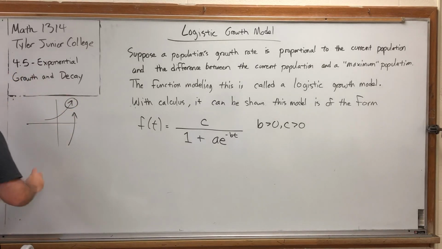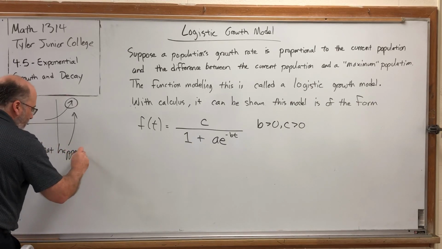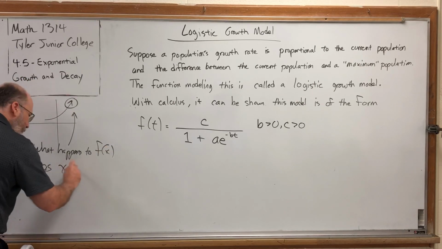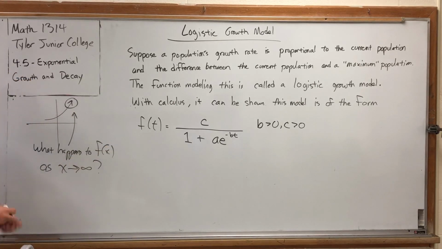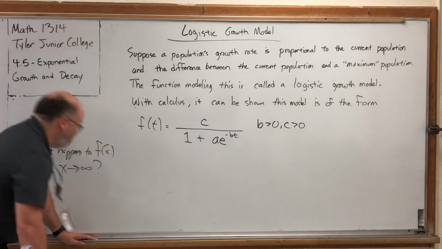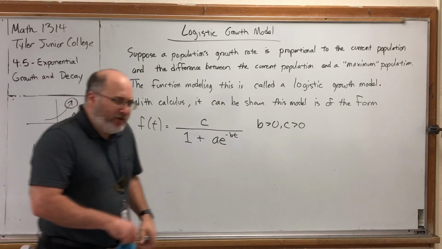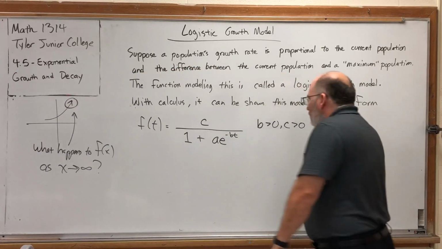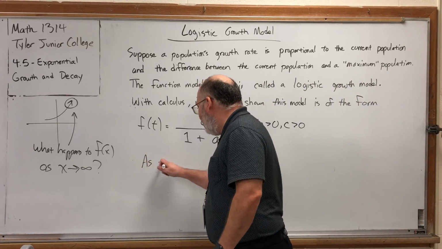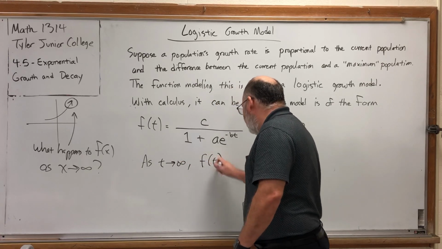The end of a graph answers the question, what happens to f of x as x approaches infinity, the right end of the graph. For an exponential growth model, the answer is f of x also goes to infinity, but populations can't go to infinity. Well, what would happen here as the input approaches infinity? In other words, as time goes on, what's going to happen to this function? What is it going to do?